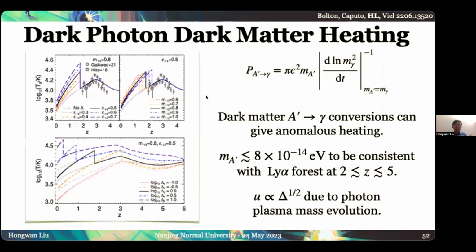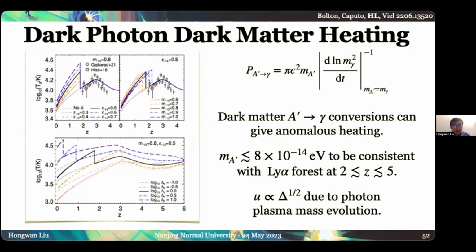So one thing that we could do, based on all of the dark photon dark matter heating that I just told you about, is to just try to see if dark photon dark matter could explain the discrepancy between what we see at a redshift of 2 to 5 versus what we see at a redshift of 0. And so what happens is, you introduce some heating that comes from these conversions. And if you look at the plots on the top left, I'm plotting the temperature of the gas as a function of redshift.